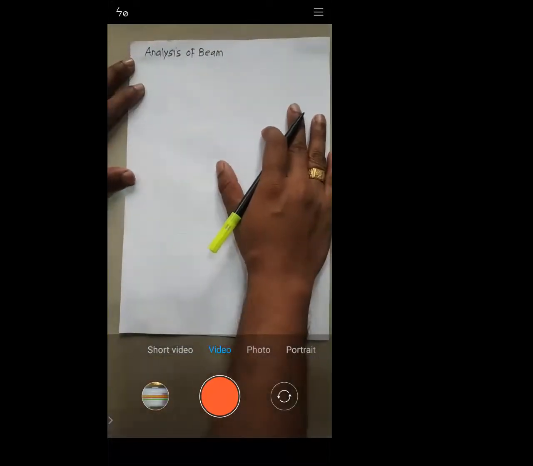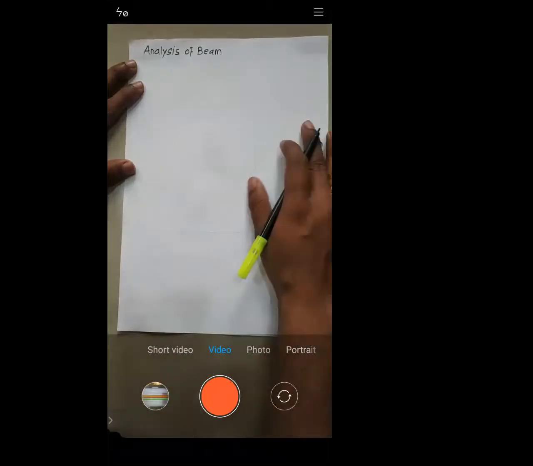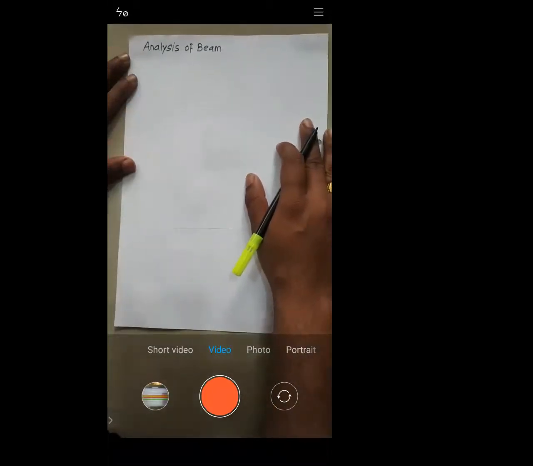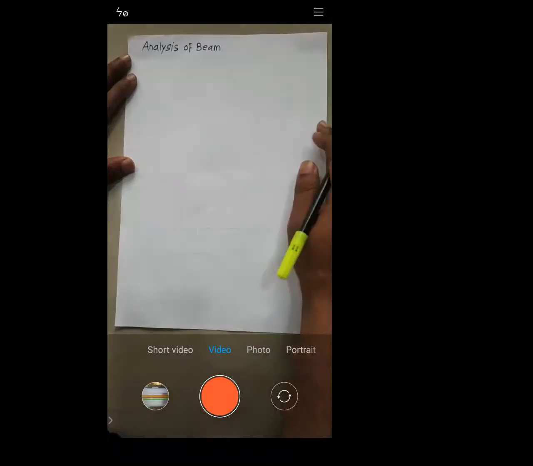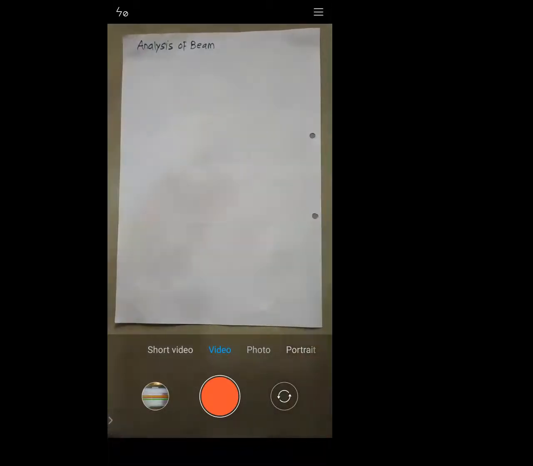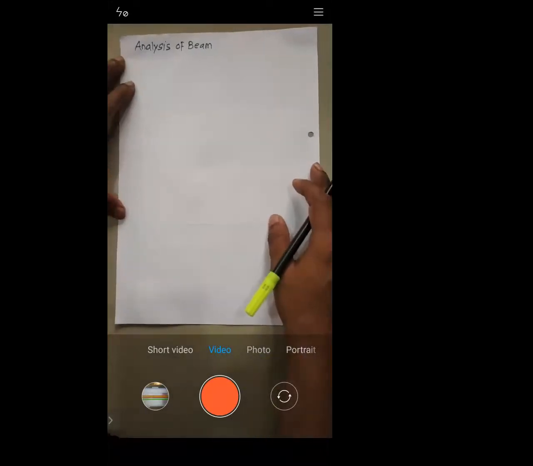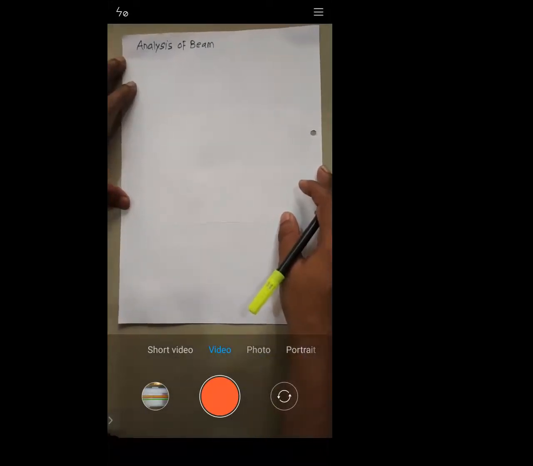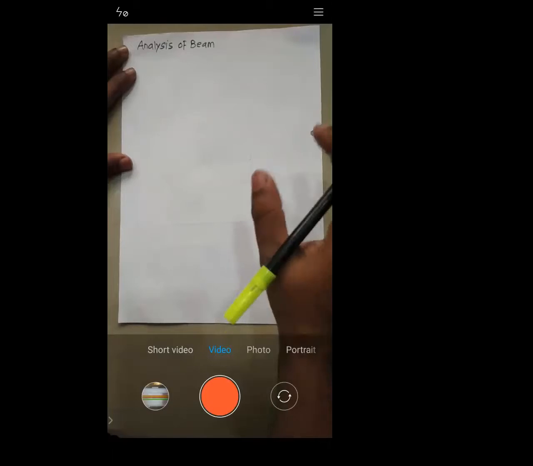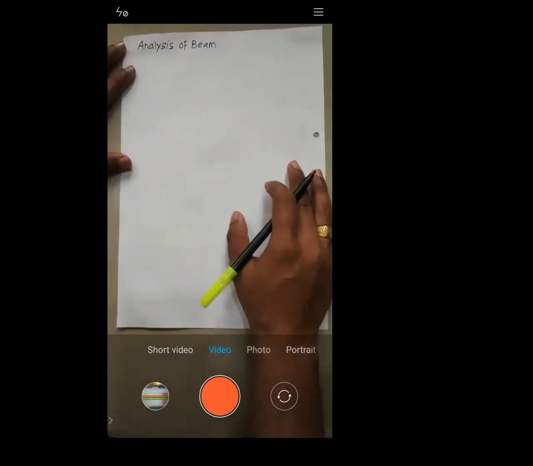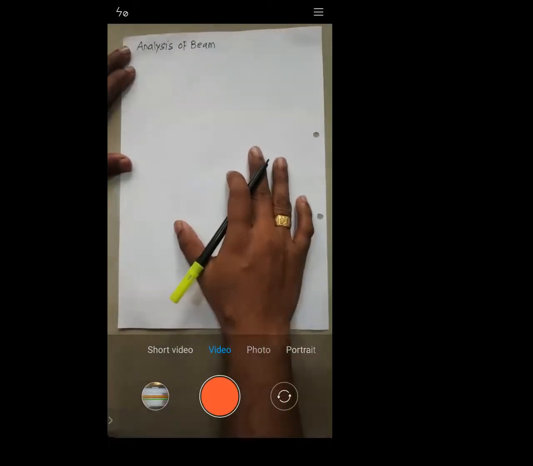Now for this lecture we're going to start with the analysis of beam, right? You should understand what a beam is. Whether you have any idea what is a beam? Horizontal member. Right, a beam is basically the horizontal member which is loaded vertically. So first try to understand the difference between truss and beam.